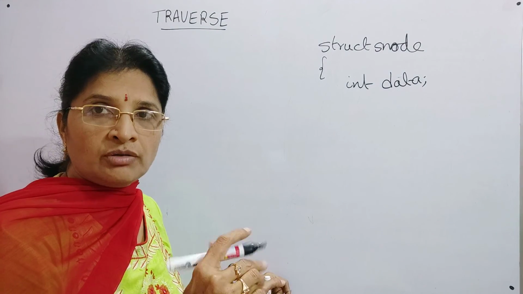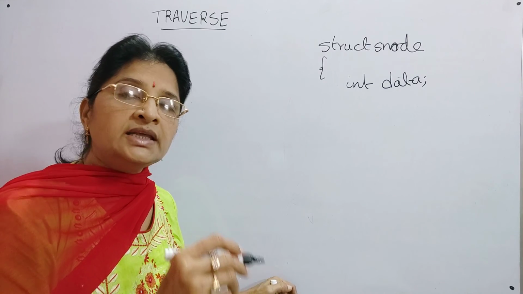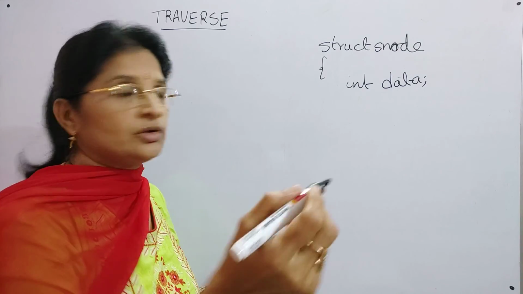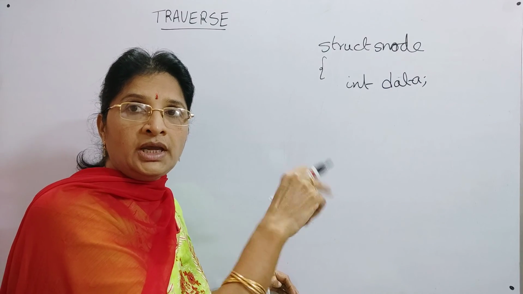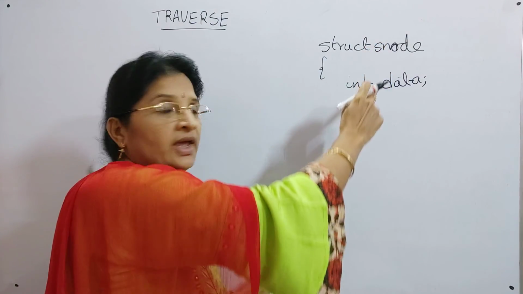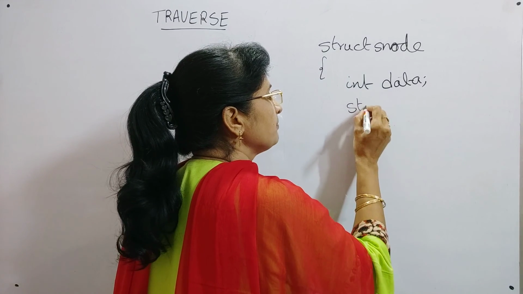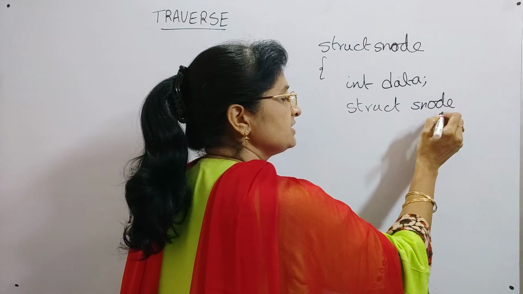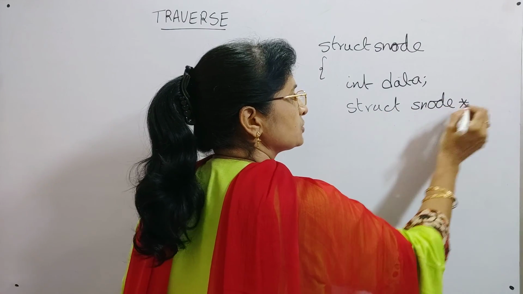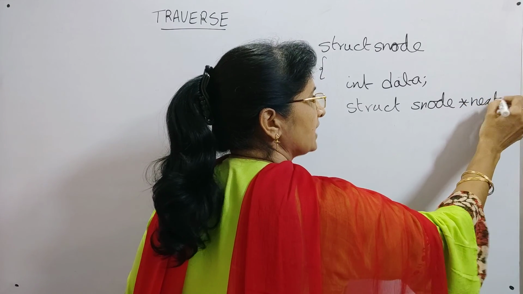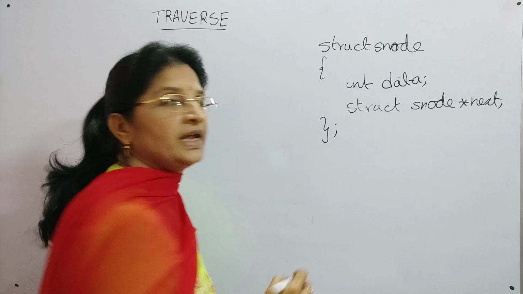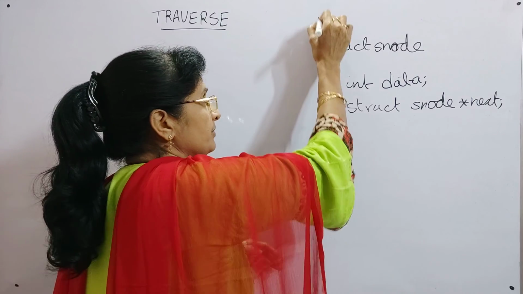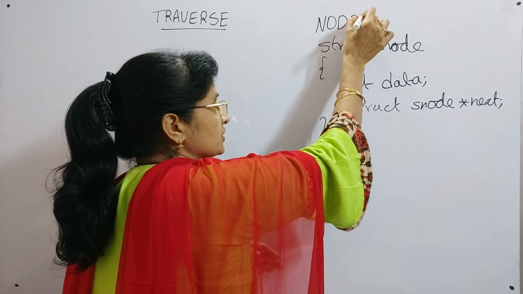In the link part, what will be represented? It represents a pointer to the next node. The next node is also a variable of the same type. So you have to give the same structure, a pointer to this structure variable. What is the data type? struct s node asterisk. Here you will give next, that is a pointer to the next node. So this is how you can give the node definition.